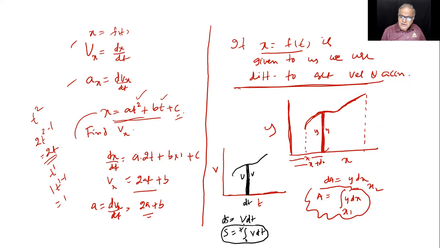Similarly, if I have got the graph of a versus t, that means a as a function of time is known. Some general graph you get. Now look at this. This area will be, this is a, this is dt. So this is a dt. A dt is nothing but dv. So that small area is dv. So the integral of dv, which becomes v, is the integral of a dt from 0 to t.